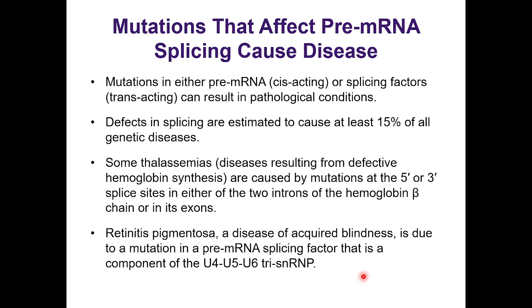Okay, so the mutations in either the pre-mRNA, this is the cis-acting, or the splicing factors, which would be the trans-acting, can result in pathological conditions like we had kind of hinted at before, where a little bit of mismatching can cause vastly different behaviors, right? So defects in splicing are estimated to cause at least 15% of all genetic diseases, more than you probably thought, wasn't it?